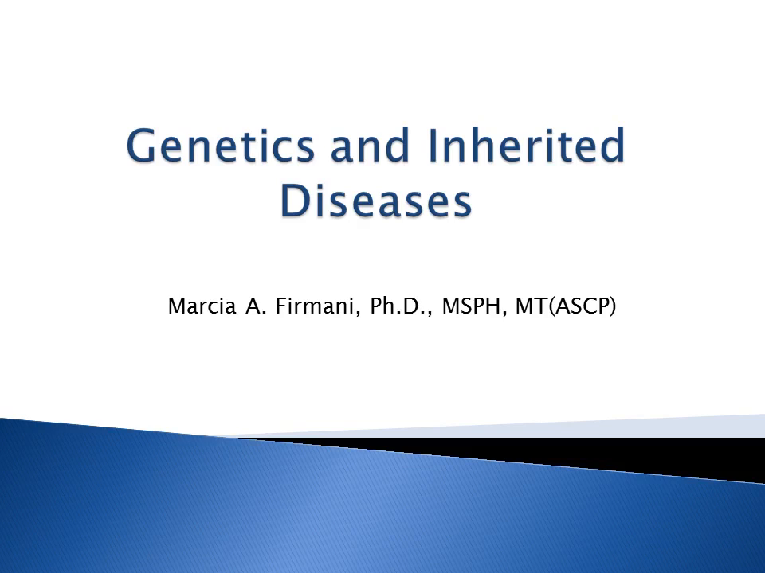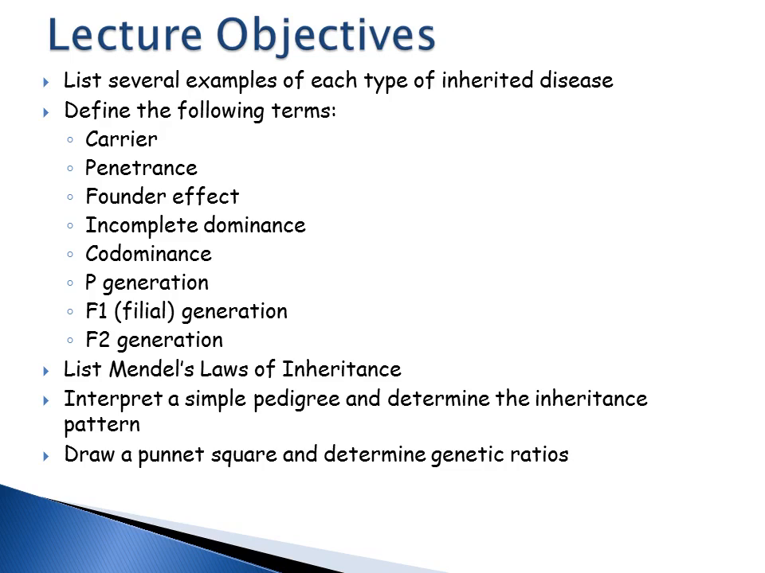We're going to continue our discussion of genetics, and we'll also start to discuss several inherited diseases. At the end of this lecture, you'll be able to define numerous terms that are listed on this slide. Also, you should be able to list Mendel's laws of inheritance, interpret a simple pedigree and determine the inheritance pattern based on a pedigree, and also draw a Punnett square and determine genetic ratios.